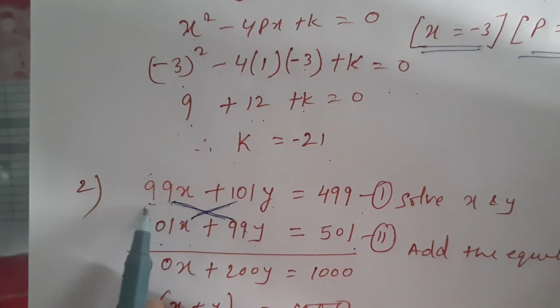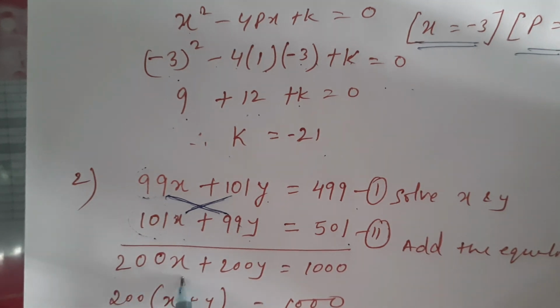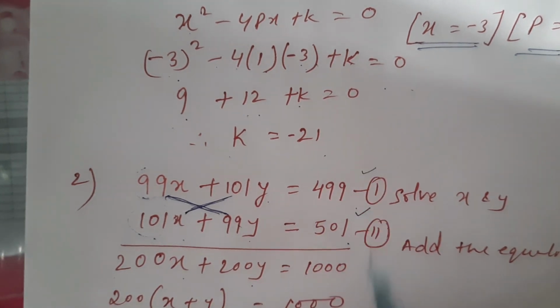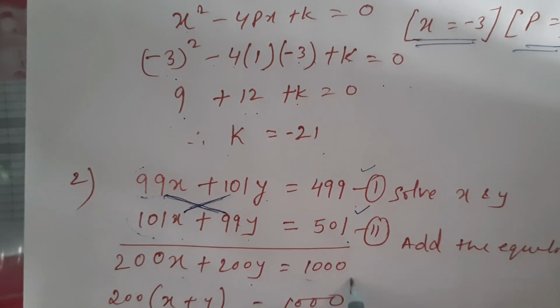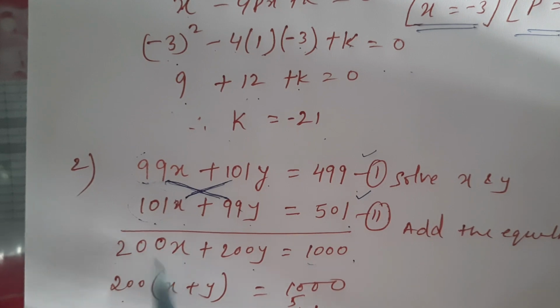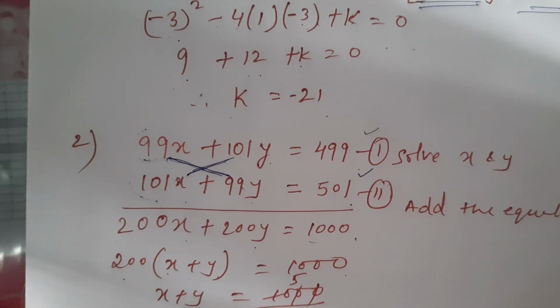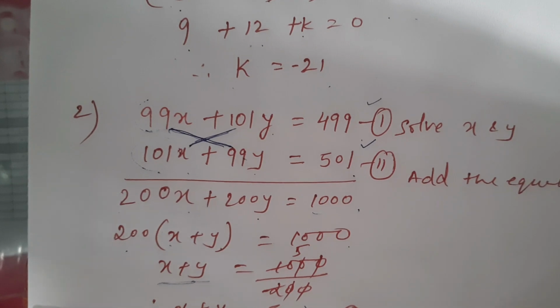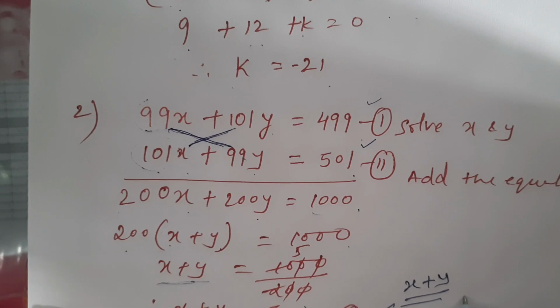So here I added 99 and 101, which is 200x. Again 101 plus 99y is 200y. 499 plus 501, simply add both the equation 1 and 2. So here we got 1000. 200 can be taken common. So if we take 200 common, it will be x plus y is equal to 1000 upon 200. Thus x plus y is 5. Sometimes for this type of question, they can simply ask to find the value of x plus y, which is for 1 mark. So we'll end the question over here. Or they can ask what is x minus y. That we will get by subtraction.